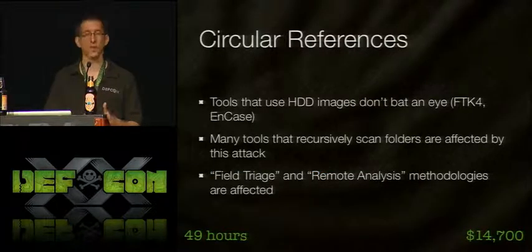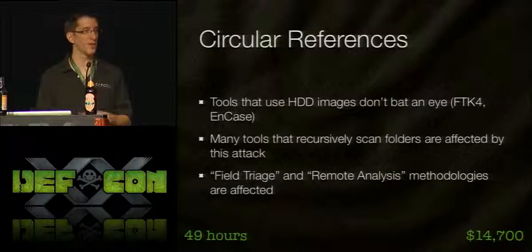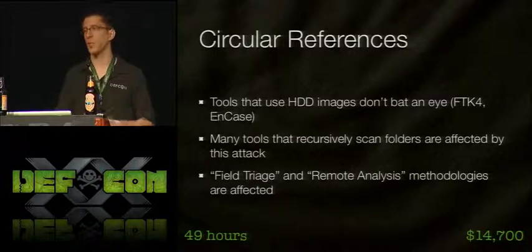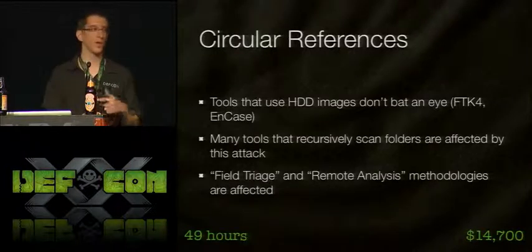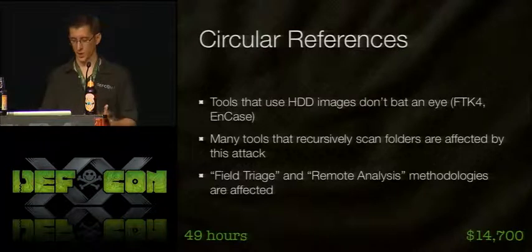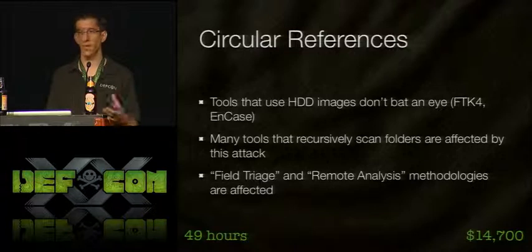This technique will definitely hinder anything that recurses through the file system, but it won't touch anything that a forensic image was used. If you create a forensic image of the drive and you're analyzing in EnCase or FTK, these will recognize that it's a symlink. They won't bat an eye, and there's no problem for the investigator at all.